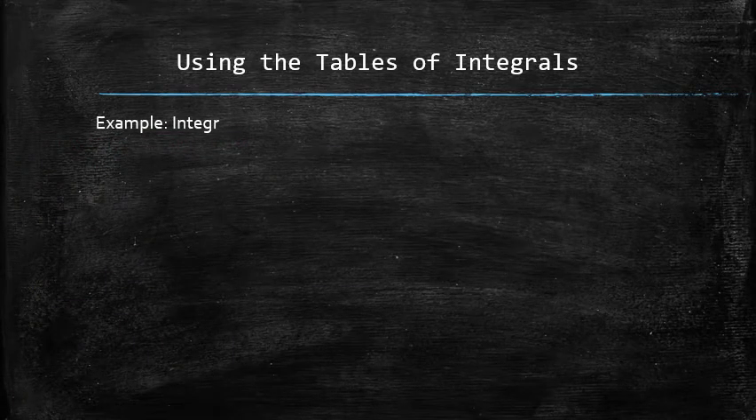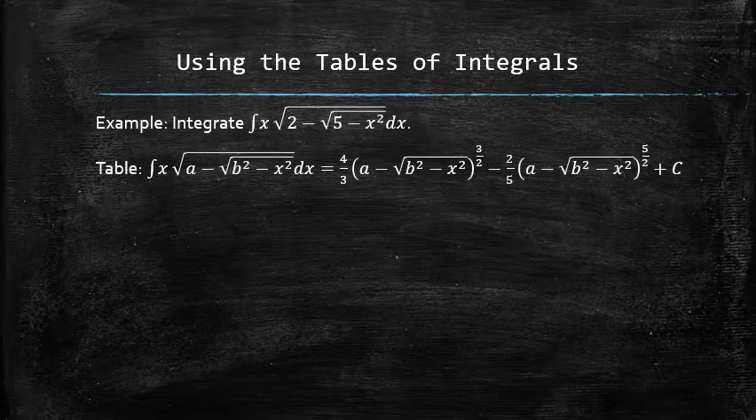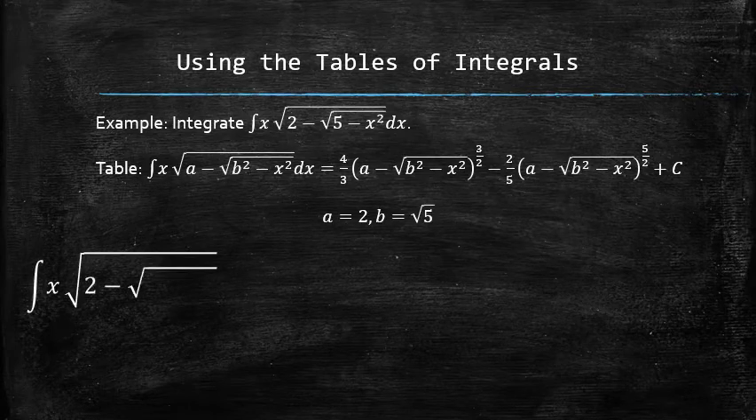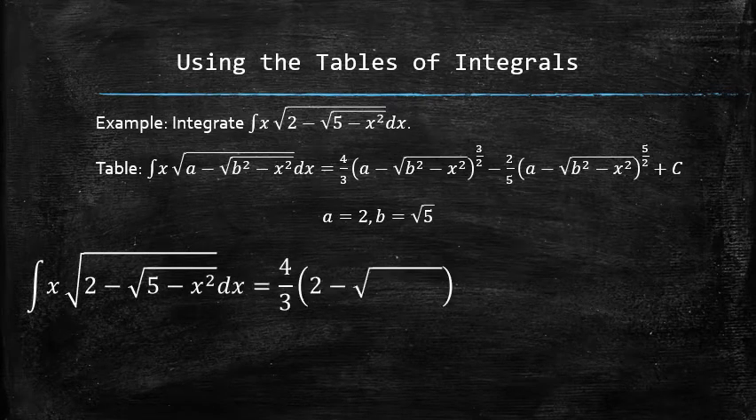Let's integrate the following function. In the table of integrals, we find the formula for integrating such a function. By analyzing the template, we determine the values of the parameters and plug them into the formula to produce the general antiderivative.